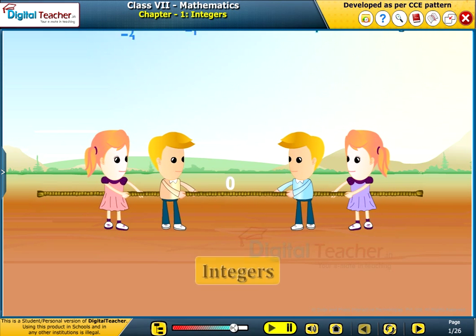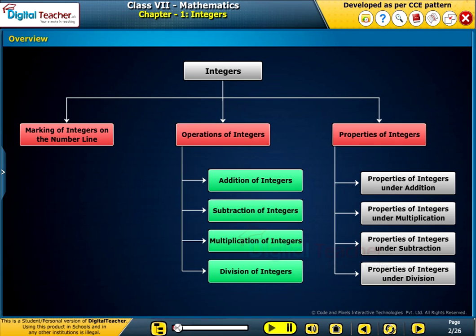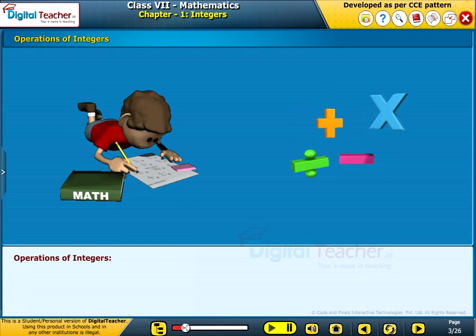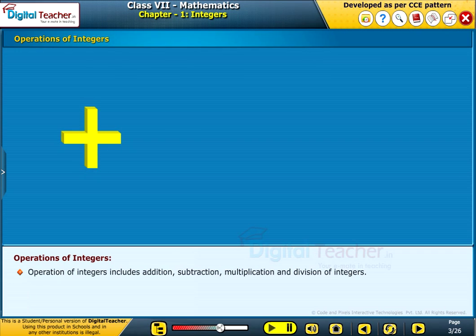Welcome to the chapter Integers. This slide presents the overview of the chapter. Let us learn about the operation of integers. Operation of integers includes addition, subtraction, multiplication, and division of integers.